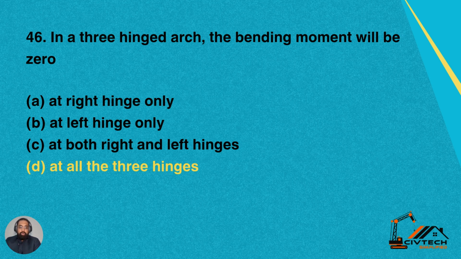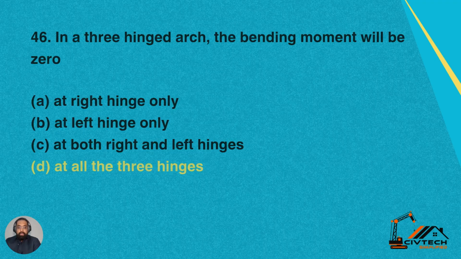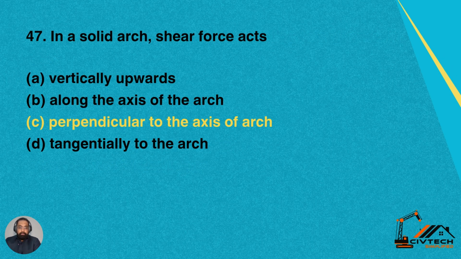46. In a three-hinged arch, the bending moment will be zero. Option A, at right hinge only; option B, at left hinge only; option C, at both right and left hinges; option D, at all the three hinges. So in a three-hinged arch, the bending moment will be zero at all the three hinges. D is the correct option.